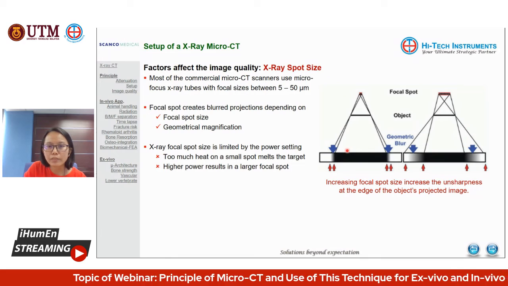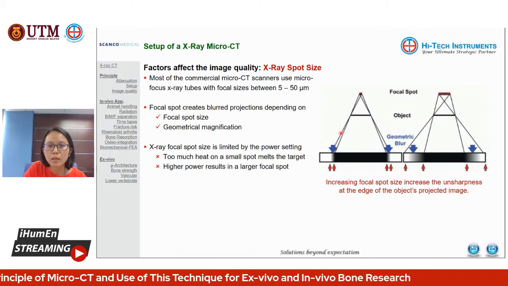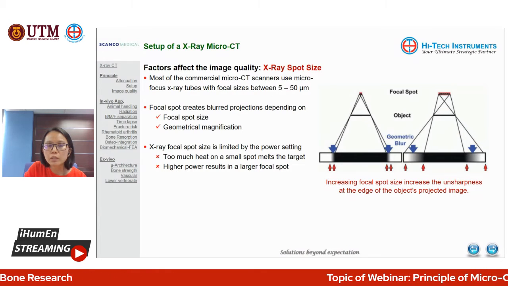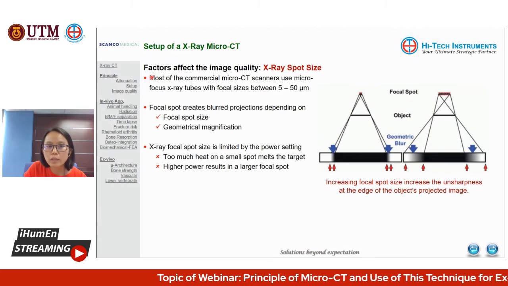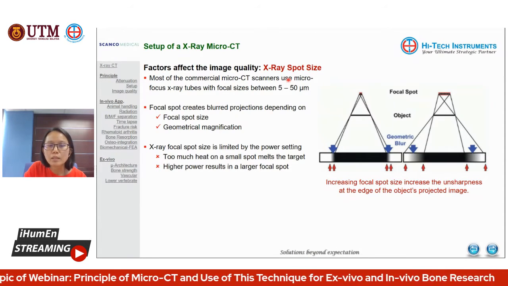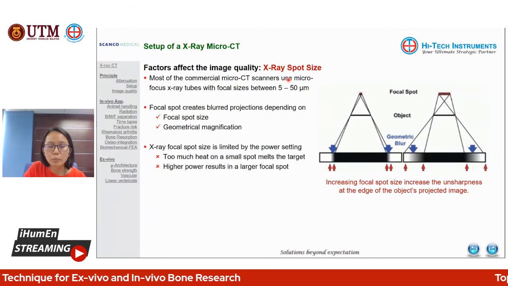You can see the effect of the size of the X-ray focus spot size. When you have a smaller focus spot size, you get a sharper edge compared to when you have a bigger one. So most of the commercial micro-CT scanners will have a micro focus, which ranges between 5 to 50 micron. Some of the models allow you to adjust it freely, while some are already optimized with a couple of choices.